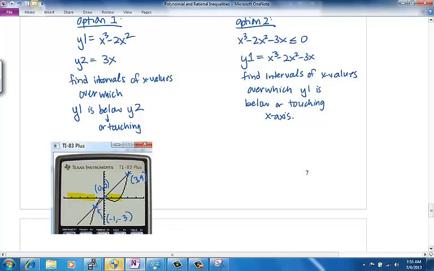Right, so that looks like 0, 0, and if you plug in x equals 0 into both functions, you can see that they are the same at 0 there. So our 3 intersection points: -1, -3; 0, 0; 3, 9. We don't care about the y values, we just care about the x values. So the intervals of x values over which y1 is below or touching y2, looks like we'd have -infinity to -1, bracket, because at -1 they're the same, and then 0 to 3.